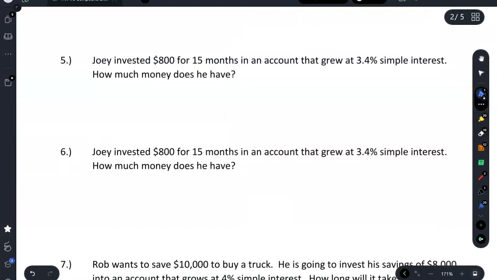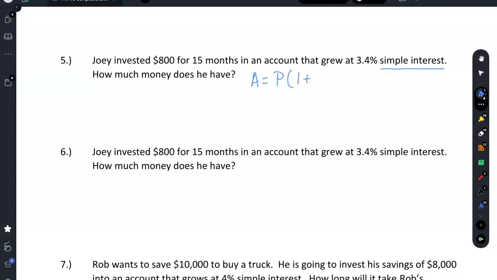For number 5, we have Joey invested $800 for 15 months in an account that grew at 3.4% simple interest. So as soon as I see simple interest, I know that I'm going to use A equals P times (1 plus APR times Y) for my equation. How much money does he have? So let's start filling everything in. He invested $800, so that's going to be our principal or our starting amount. We need to turn this into a decimal, so 0.034.